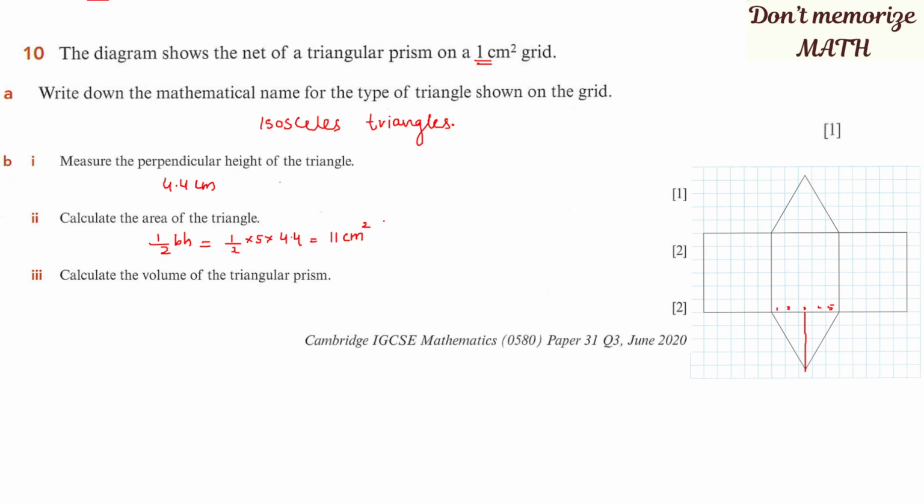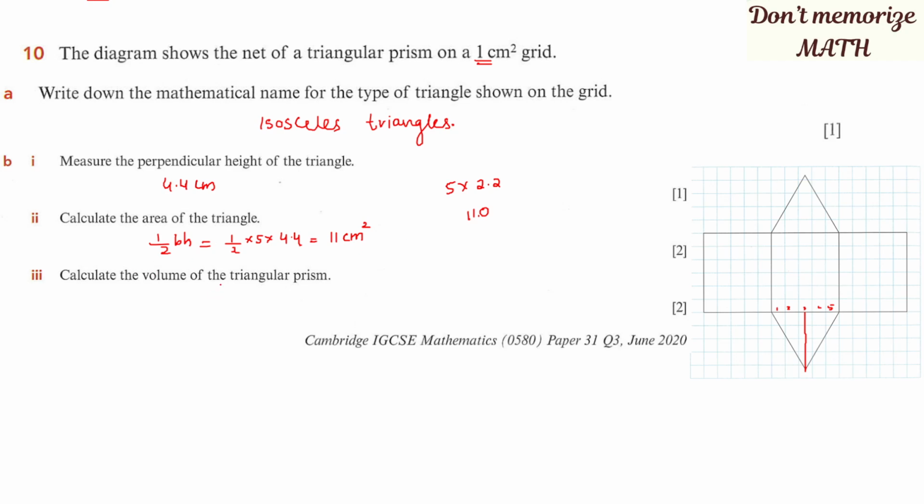11 centimeter square. Okay, then calculate without calculator. How to do this? Half of 4.4 is 2.2, so 5 times 2.2. 5 times 2 is 10, so we get 110. We have one decimal, so 11. Okay, 11.0 centimeter square or 11 centimeter square.